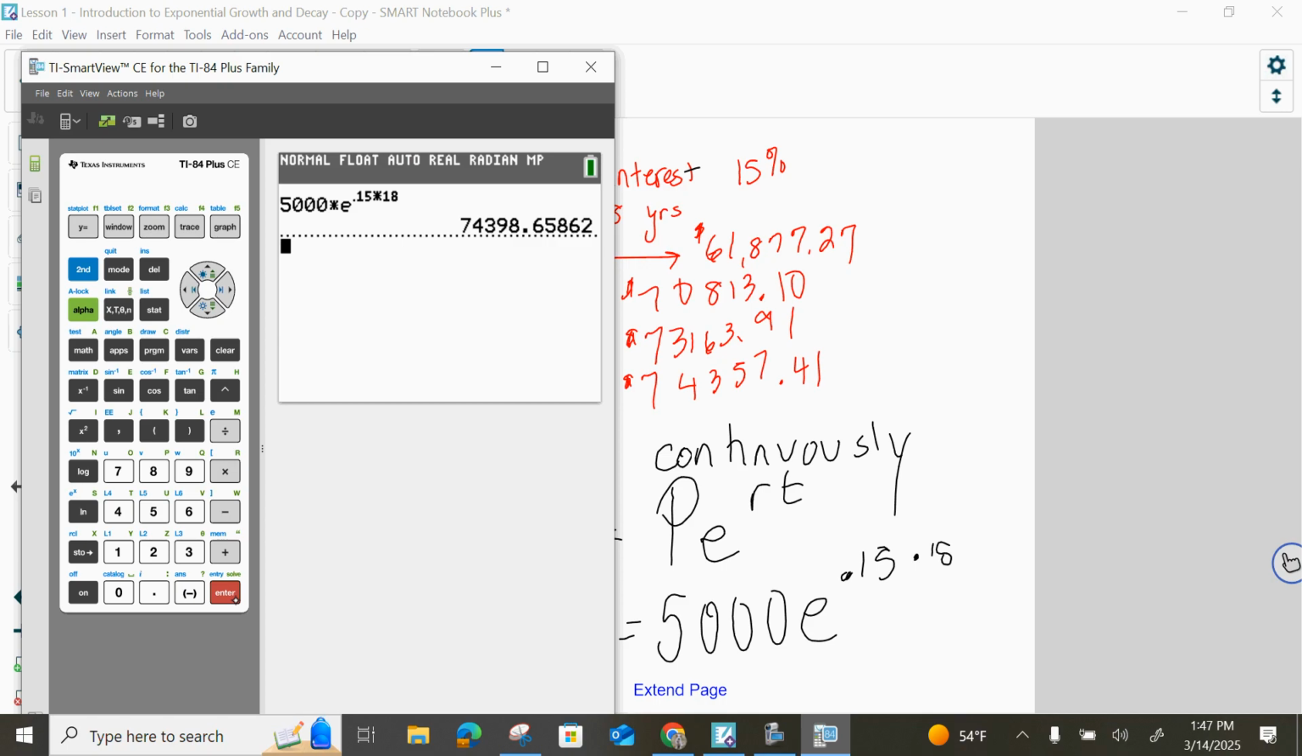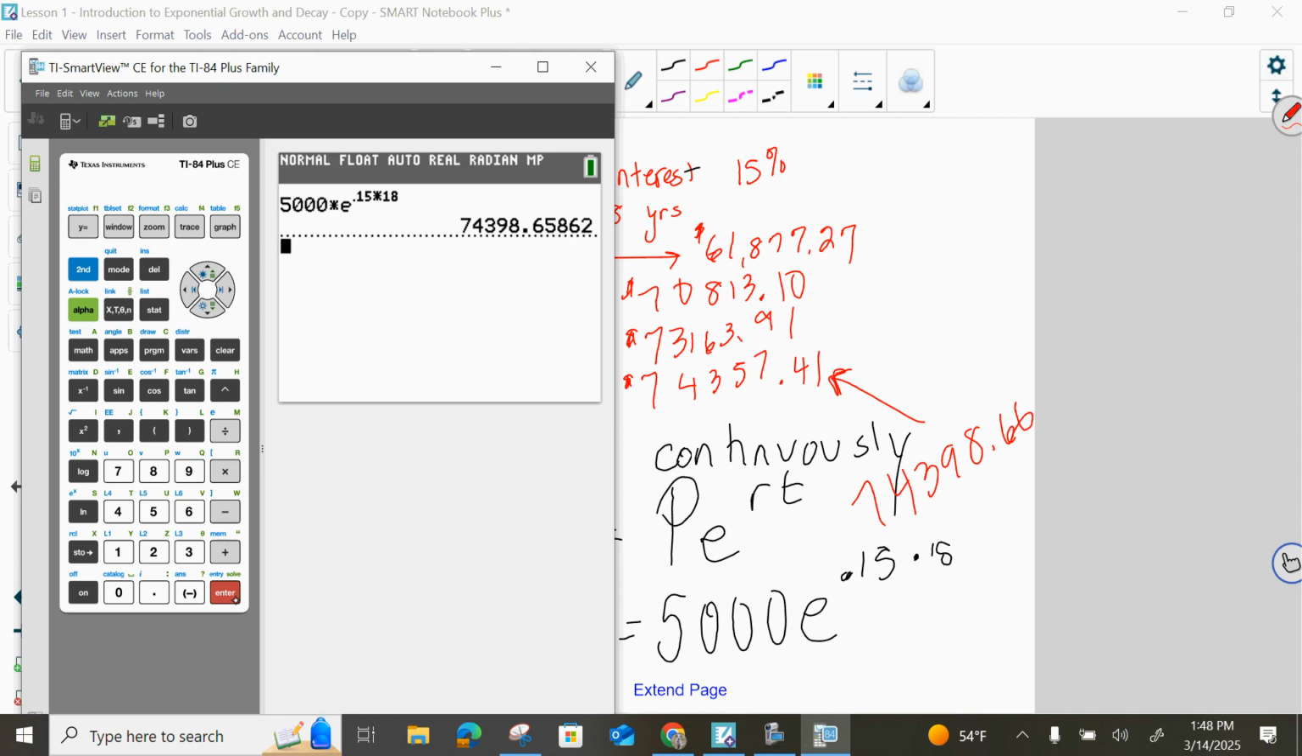And all you got to do is hit enter. And look how close your answer is to the daily. Your answer is so close to the daily. Because again, like $40 when you're doing it for 18 years isn't a huge difference.